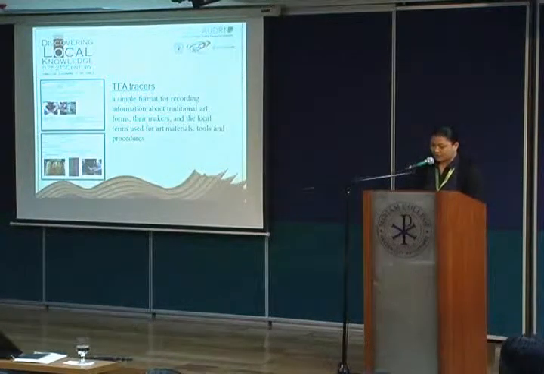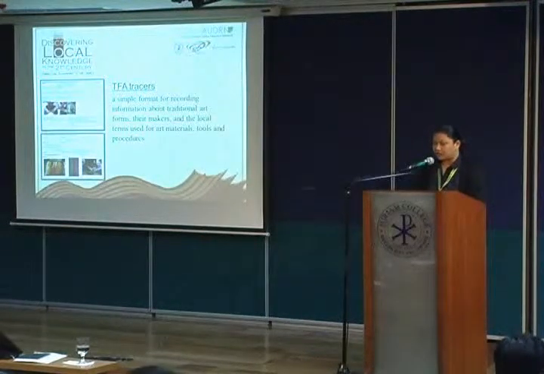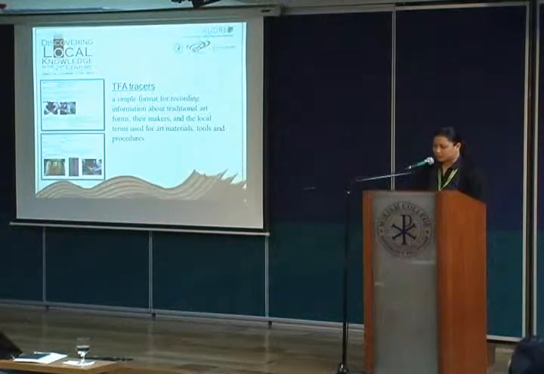As a means of classifying information, art forms were documented using the TFA tracers shown here, a simple format for recording information about traditional art forms, their makers, and the local terms used for the art materials, tools, and procedures. Soft copies of the format are then circulated to the artist teachers and to the students so that they can complete the forms.